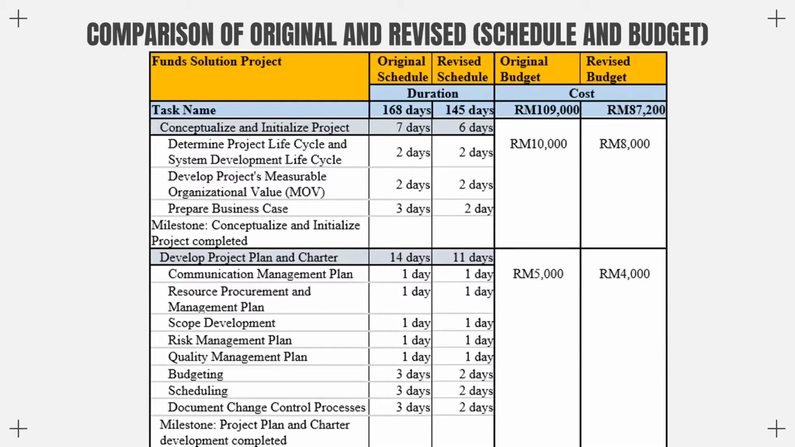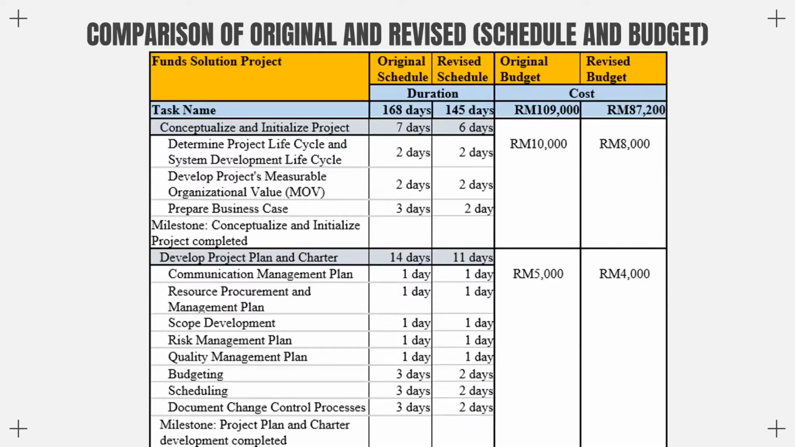For the original schedule, we take 165 days and the revised schedule is 155 days. For the budget, the original is 109,000 and the revised budget is 87,200. For the conceptualize and initialize project, we take 7 days and the revised schedule is 6 days. The original budget is 10,000 and the revised budget is 8,000.